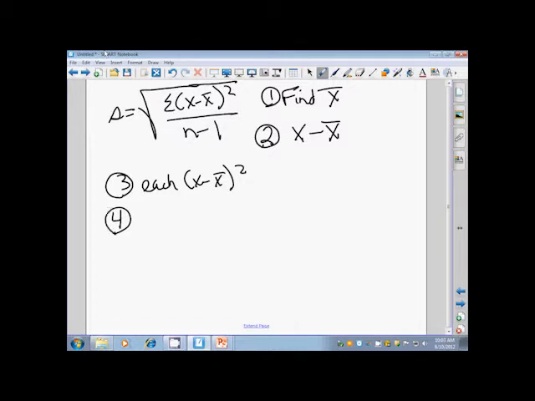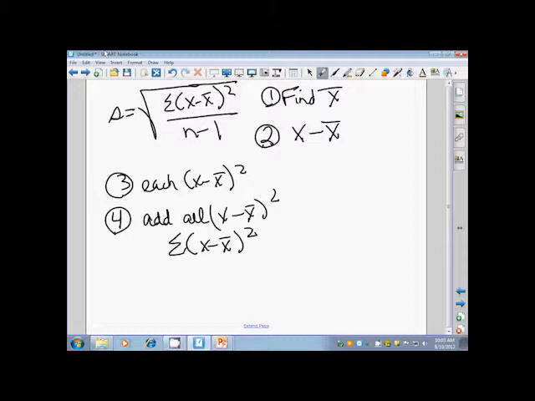The fourth step, you want to add all of your x minus x bar squares together. Now you don't want to add x minus x bars and then square them, because you're going to end up with 0. You square them before you add them up. This step 4 is the same as taking the sum of x minus x bar squared. That right there is the top part of this formula.